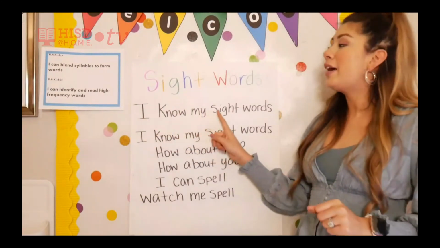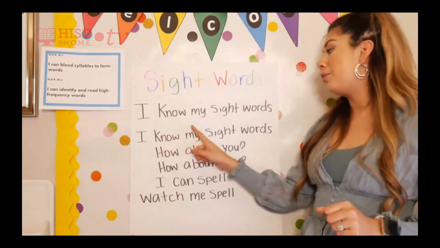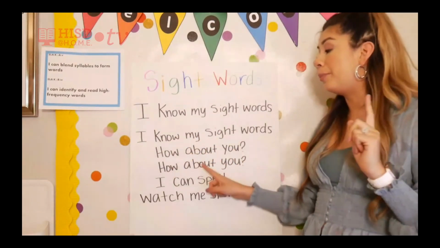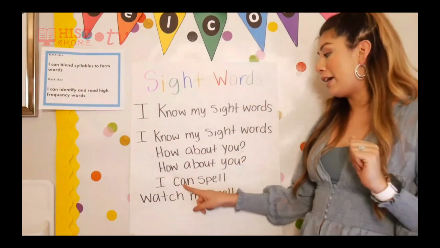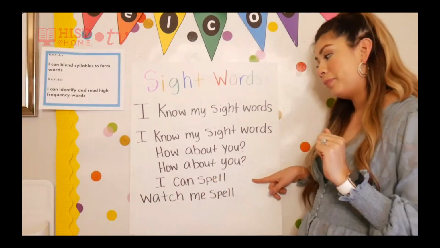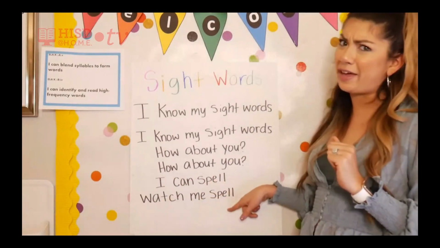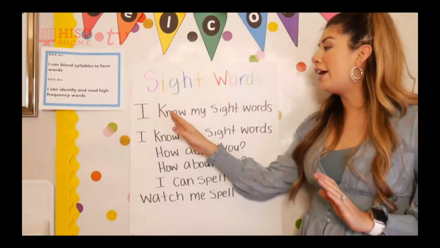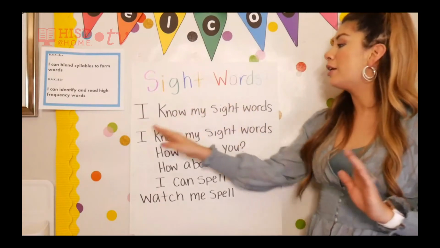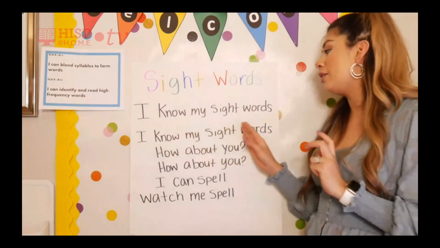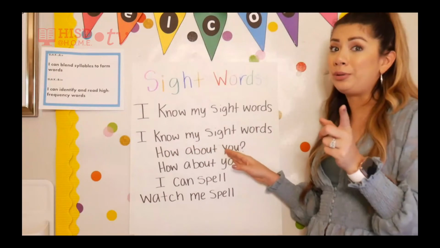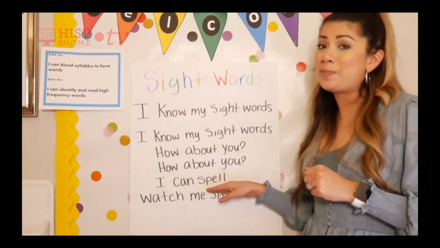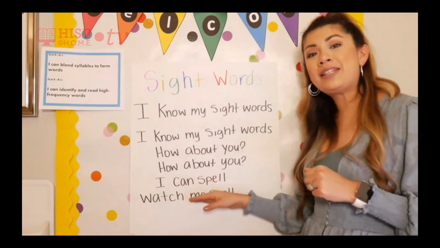I know my sight words, I know my sight words. How about you? How about you? I can spell. Watch me spell. Let's try it again. Ready? I know my sight words, I know my sight words. How about you? How about you? I can spell. Watch me spell.